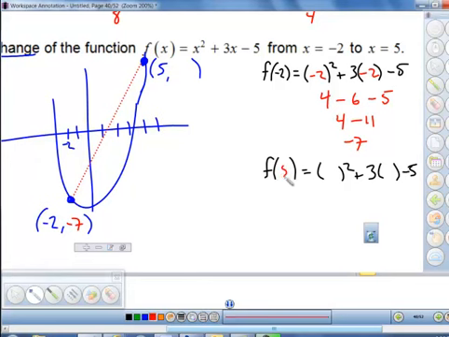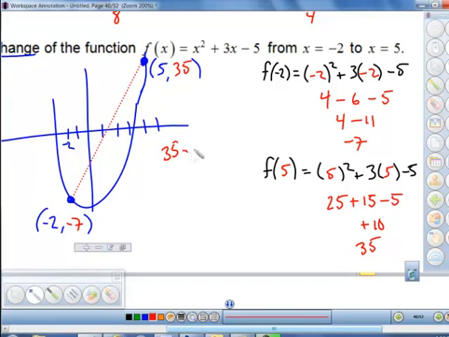If I put in a 5 right here, that means I have to put a 5 here and a 5 here. So 5 squared is 25. 5 times 3 is 15, but minus 5, that's going to make that a 10. So 10 plus 25 will give me 35. Now this is my y sub 2. Y sub 2 minus y sub 1, so let's write that down: 35 minus -7, divided by 5 minus -2.